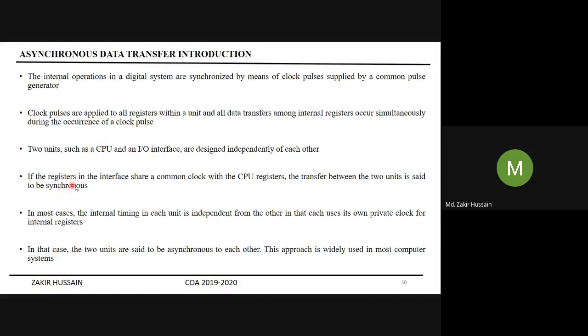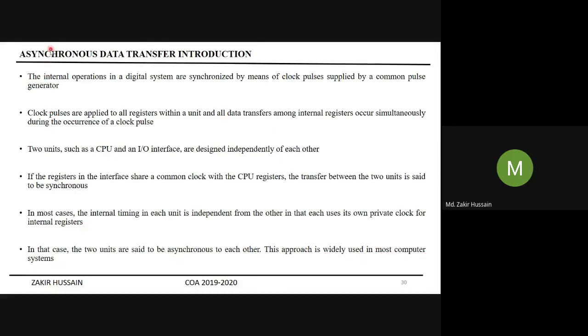That's the issue. If the registers in the interface share a common clock with the CPU registers, the transfer between the two units is said to be synchronous. If they are using a common clock, the way internal operations in a digital system are synchronized by means of clock pulses, then that is called a synchronous system. In most cases, internal timing in each unit is independent of the other, in that each uses its own private clock. If two units are operating at different clock speeds, then obviously they have their own individual clocks. So in that case, the two units are said to be asynchronous to each other. This approach is widely used in most computer systems.